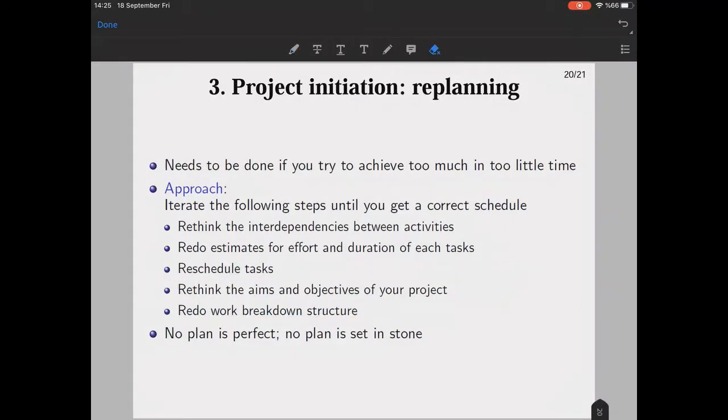Anyway, this is expected, because no plan is perfect, no plan is set in stone. The plans can change even on the run. After you start the project, you may need to change or update your plan, depending on the situation, I mean, what you encounter.